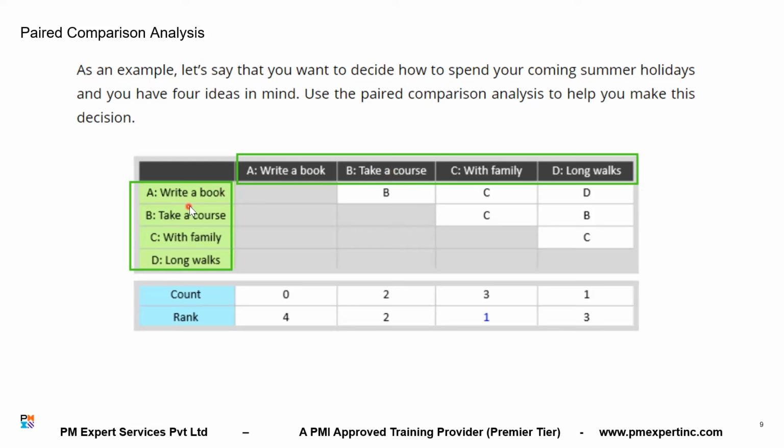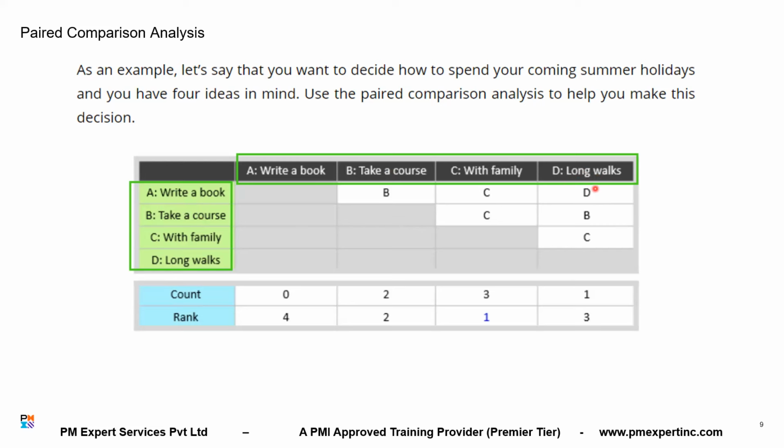Similarly, I'll compare write a book with family. Everyone decided that, okay, with family is better. So I put C here. Now, I'll compare write a book with long walks. The business team thought that fitness is more important. If you're fit anyway, you can do any of the activities that you want. So long walks is the preferred option as compared to write a book. So we put D here for long walks because it is a high priority one.